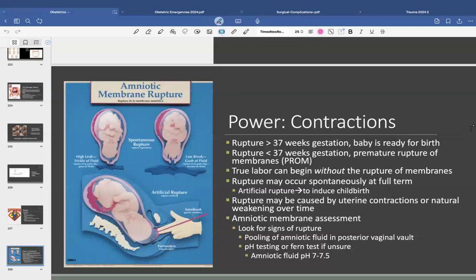The rupture is usually caused by uterine contractions or just natural weakening of the uterus over time. That baby is just sitting there pressing, heavy, heavy, heavy, and the uterus just weakens and the amniotic fluid will just rupture. There, on the picture, you'll see two different types: a high leak, which is just more like a trickle of fluid, and a low break of the amniotic rupture, which is a gush, which some women will talk about. So like a gush of water came out of it.